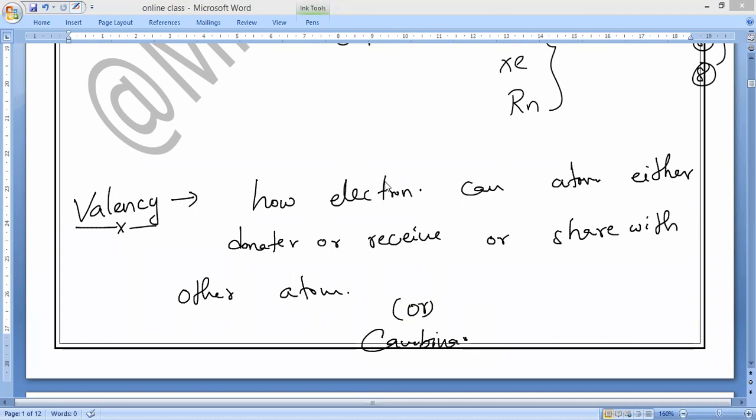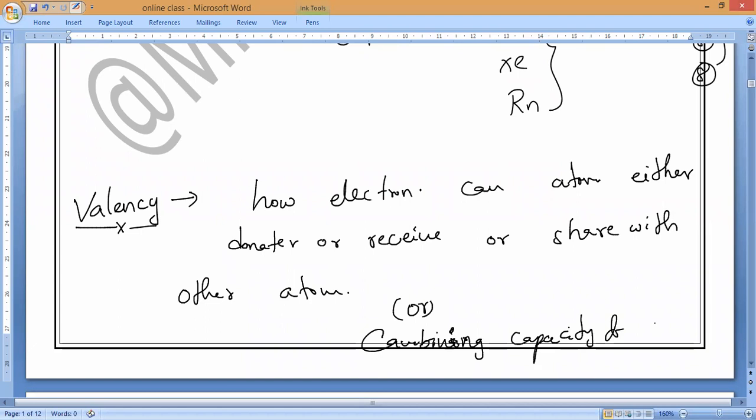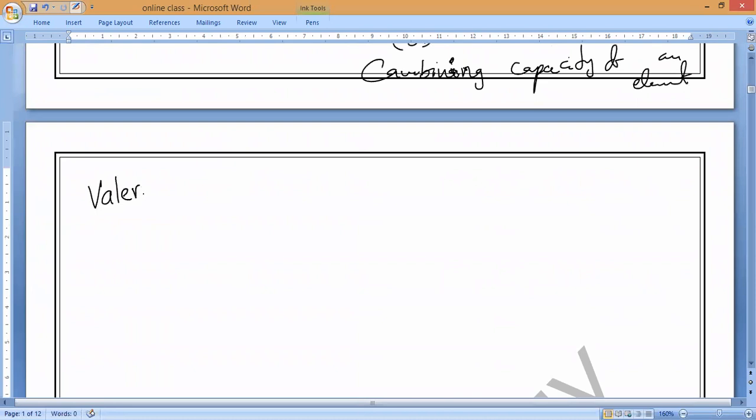So only electrons are involved in any kind of reaction. That is why we can say the combining capacity of an element is what we call valency. Now, as I told you, for every atom the valence electrons vary: some atoms have 1 valence electron, 2, 3, 4, 5, 6, 7 and 8. These are valence electrons. Yes or no? Please respond.